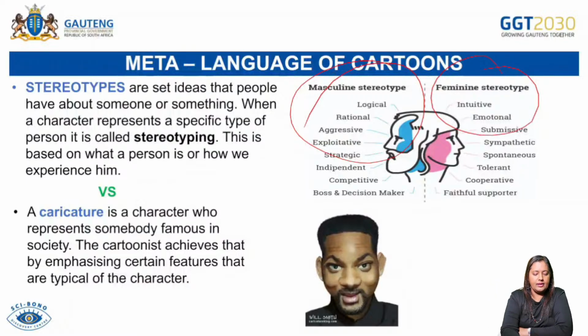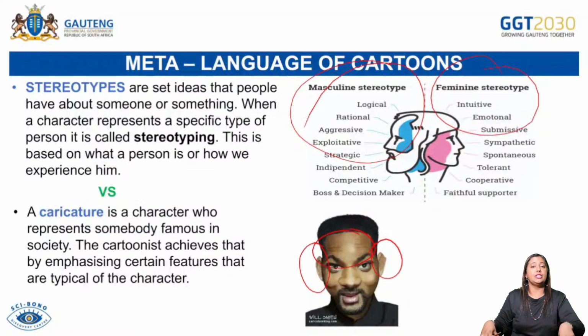All right. Then the character is a character who represents somebody in society. The cartoonist achieves this by overly emphasizing certain aspects of a person. All right. Look at that example there of Will Smith, for example, where he's known to have the bigger ears and the big forehead that he's obviously known for. And that is how we would then take the certain features and exaggerate it, make it bigger than it actually is to get our humorous effect coming out of the cartoon.